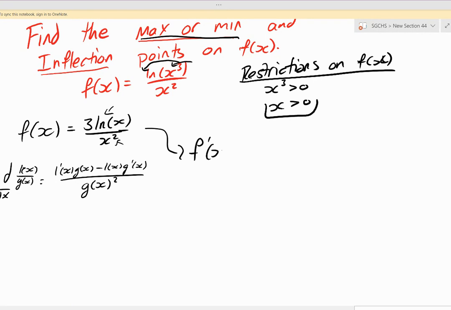So the derivative of f of x is going to equal the numerator's derivative, which is 3 over x. Okay, the derivative of ln x is 1 over x. Multiplying my denominator, which is x squared. Subtracting my numerator, ln of x. And then multiplying my denominator's derivative, which in this case will be 2x. And this is all going to be over the denominator squared. So x squared squared. So let's clean this up a little bit.